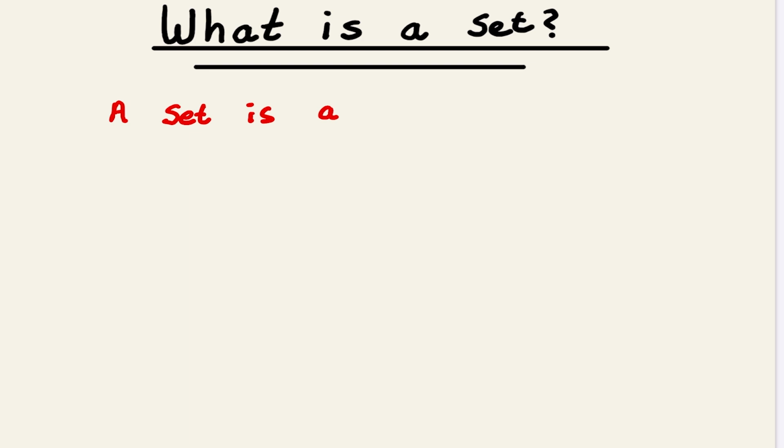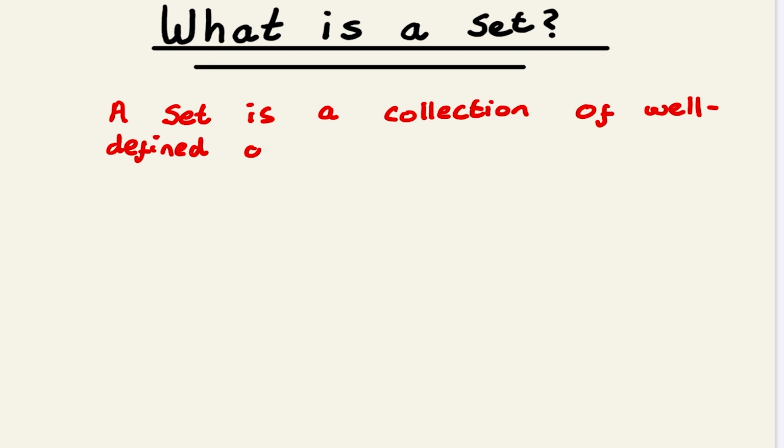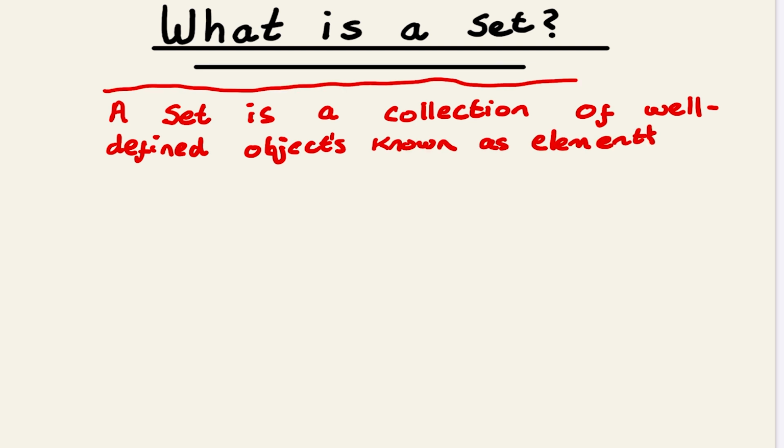Set theory is the foundation on which virtually all mathematics is constructed. So, what is a set? A set is a well-defined collection of objects known as elements. Here, well-defined means that it's possible to tell whether something belongs in a set or not.